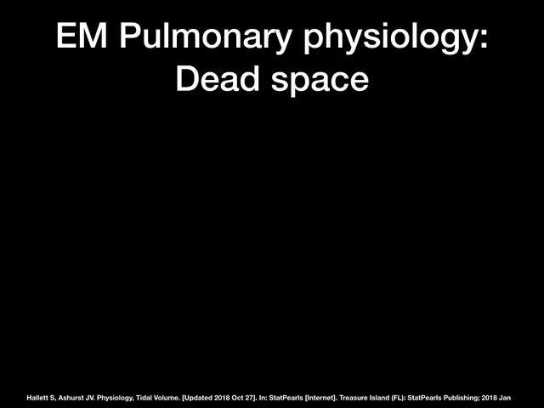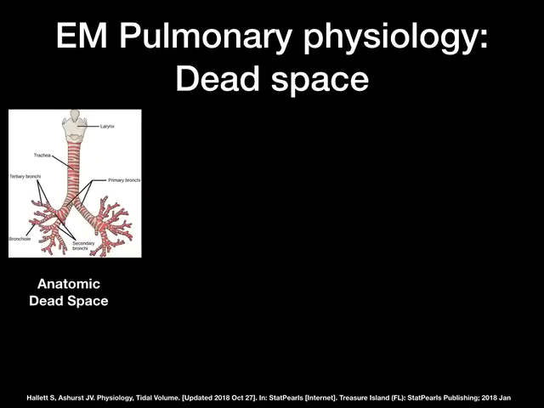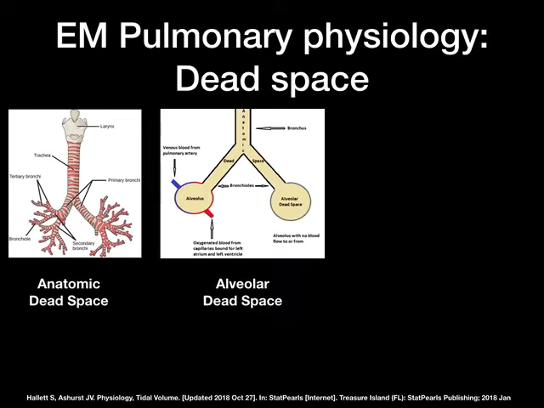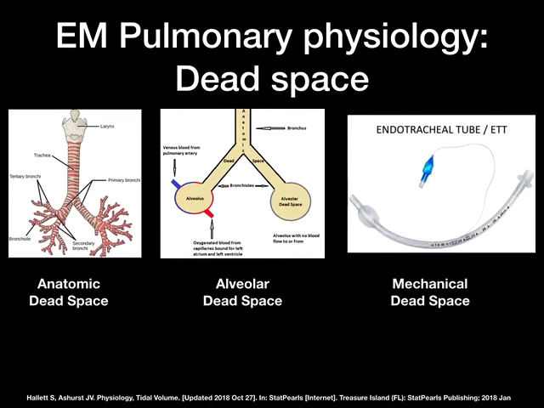All right, so like we said, anything that doesn't go through the alveoli is dead space because there's no CO2 transfer there. So what makes up that dead space? Well, we have anatomic dead space, like the bronchi and the trachea, because no CO2 is exchanged there. We have alveolar dead space, and then we have mechanical dead space, say on a ventilator or endotracheal tube. Now, alveolar dead space is where the disease change occurs.